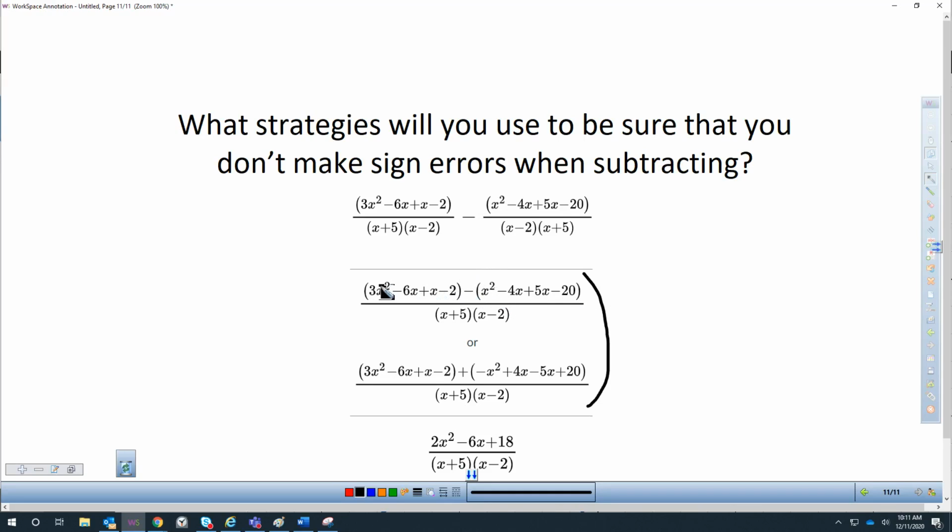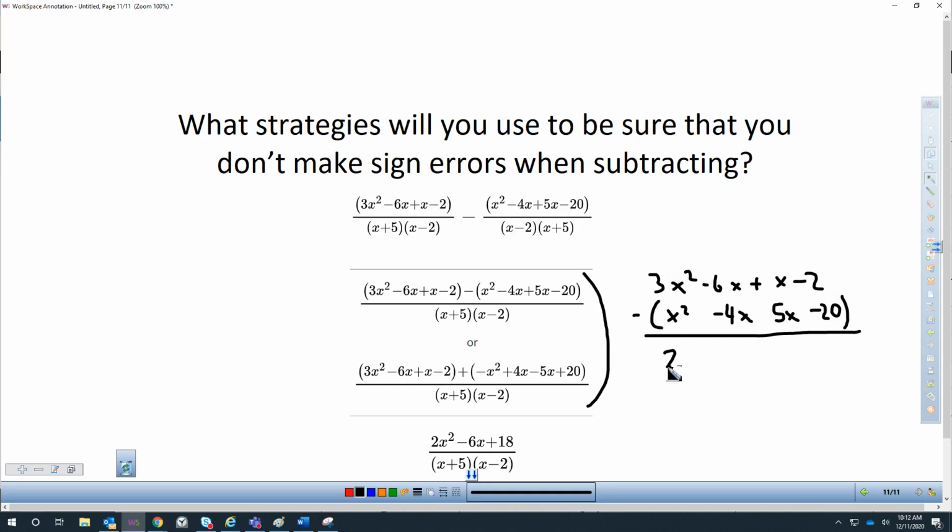One is to maybe line things up. So you could take your numerator here and write this as 3x squared minus 6x plus x minus 2. And then we're going to be subtracting from that x squared, a minus 4x, a 5x, and a minus 20. And so when I do my subtraction here, now everything's lined up with things that are like terms. So I could do 3x squared minus x squared is 2x squared, and so on.